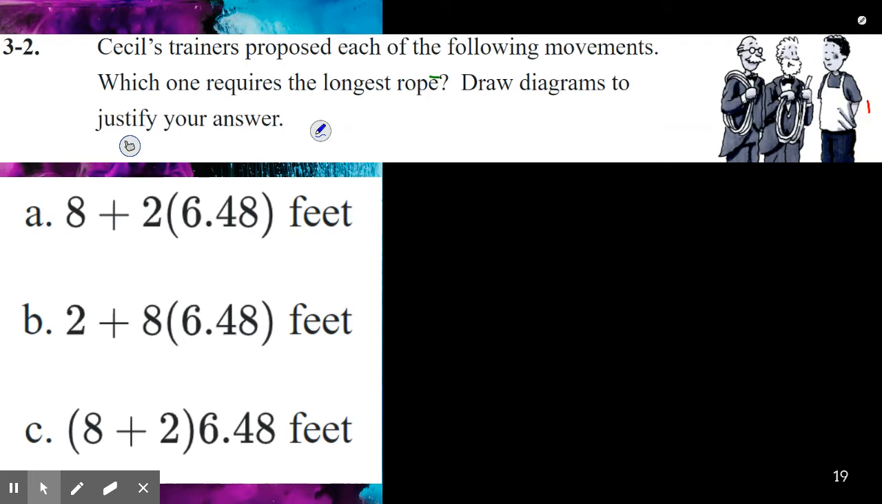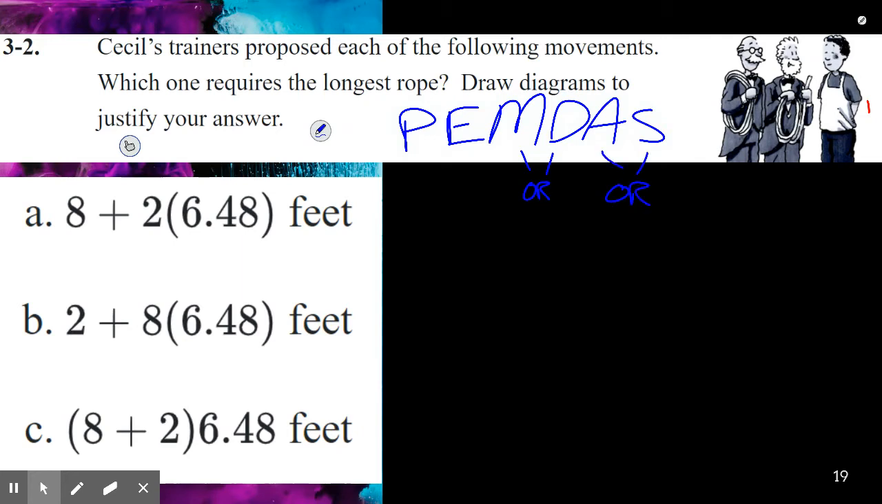In this case, let's go ahead and write PEMDAS at the top of our paper. And that just reminds us parentheses, and then exponents, and then multiply or divide, whichever one we see first from left to right. Same with adding, subtracting, whichever one we see first. So here we see 8 plus 2, and then in parentheses 6.48. Remember, this just means that we are multiplying them together, but we try not to write with x's here because that could be a variable.